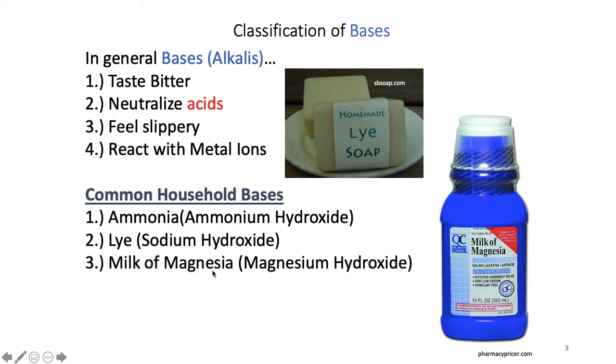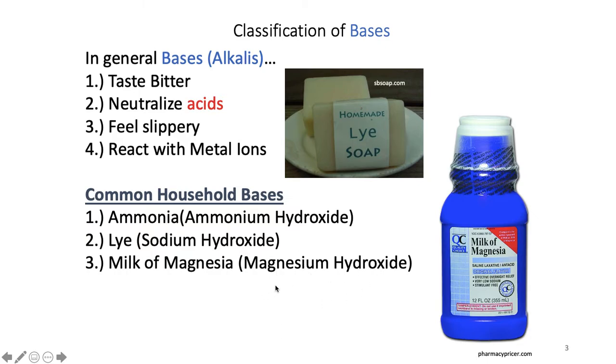Milk of magnesia is another one. Here's a picture of it. It's magnesium hydroxide. You take this as an antacid if you have some heartburn, or you can take Tums, for example. Those are made of calcium and magnesium hydroxide or calcium carbonate.